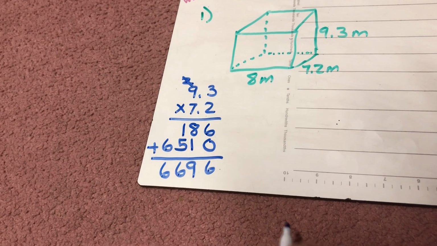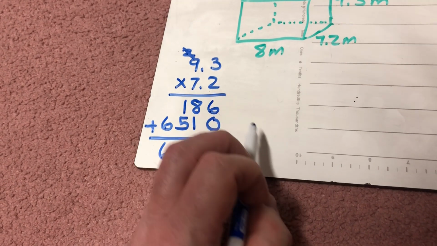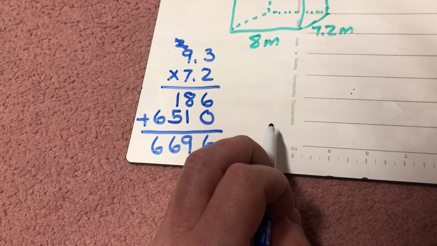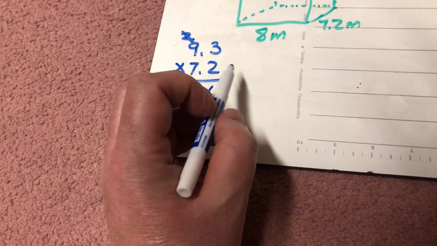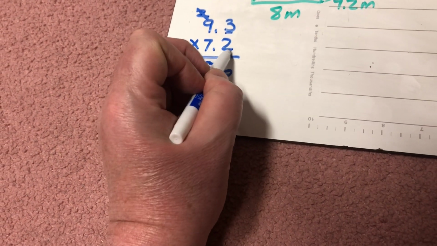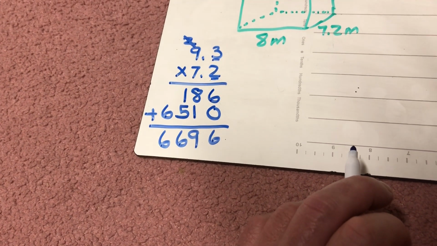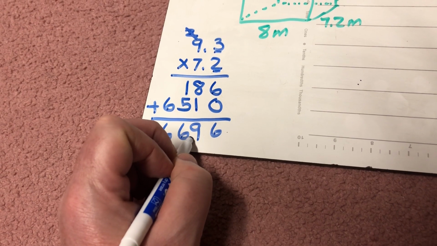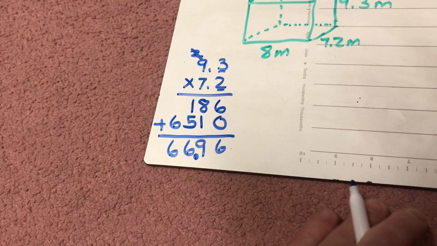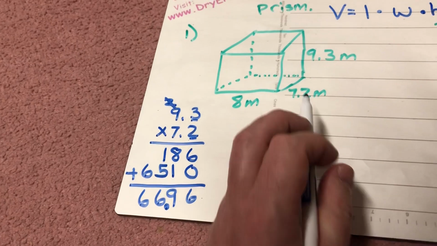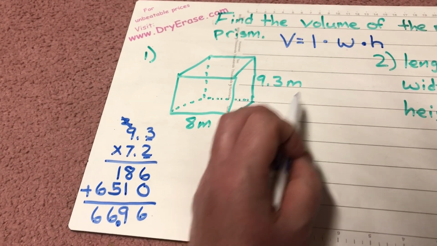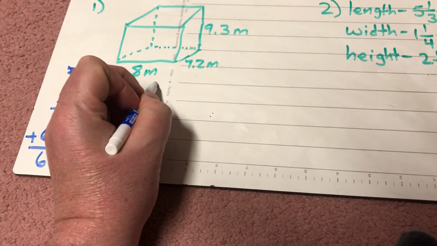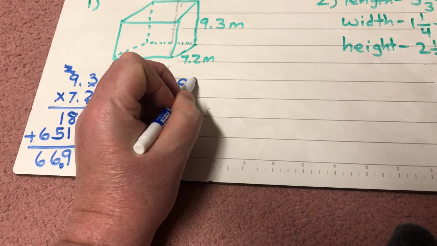I need to remember the rule. However many digits come after the decimal in the problem, that's how many digits need to come after the decimal in the answer or the product. So my 3 and my 2 are both numbers that come after a decimal in the problem. So 1, 2, two numbers come after the decimal in my product. So that's those two. So that was my width and my height, but now I need to include my length, which was 8 meters. So I'm going to take the 66 and 96 hundredths.